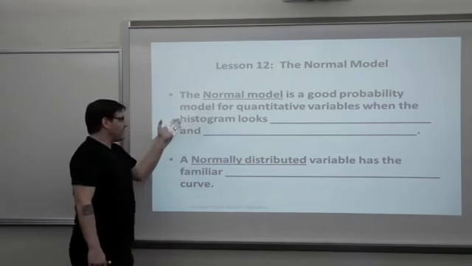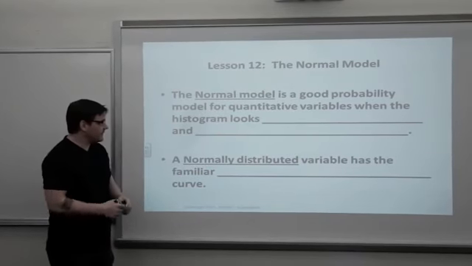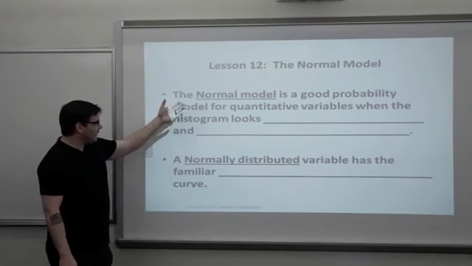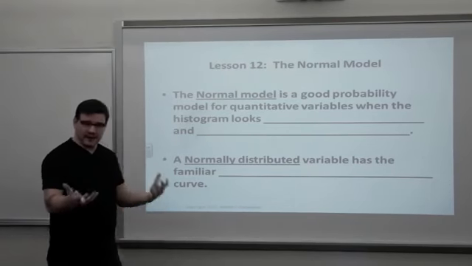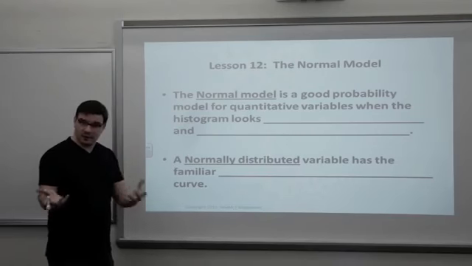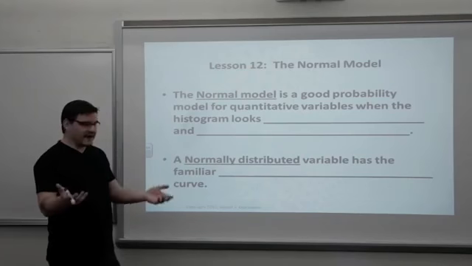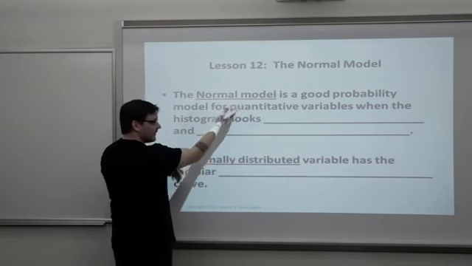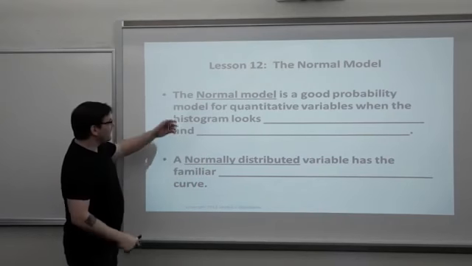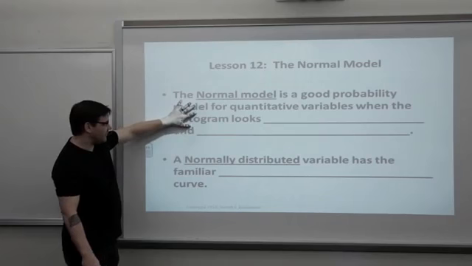The normal model is a good probability model for quantitative variables. So we have to be quantitative, no categoricals here. Remember, what we're doing is collecting data, so we'll have a list of numbers, and once we have a list of numbers, we'll graph it. If the graph looks a certain way, then what scientists and statisticians do is sometimes they'll try to model the data with a generalization of what's happening. So a normal model is a good probability model for quantitative variables.